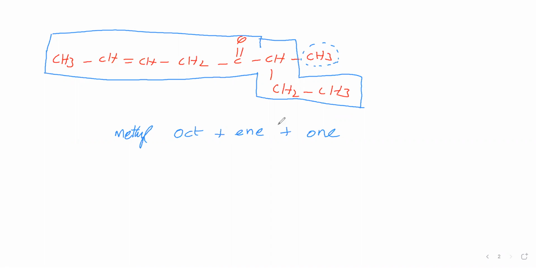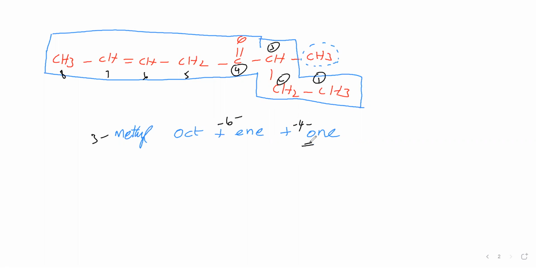Okay, so now we will give the parent chain numbering. We start from the right extreme. It is number 1 carbon, number 2, number 3, number 4, 5, 6, 7, 8. Now this methyl group is present at the third position, so we will write 3-methyl. The double bond is present between 6 and 7, therefore we take 6. The ketone is present at 4, therefore the 4th position we take.